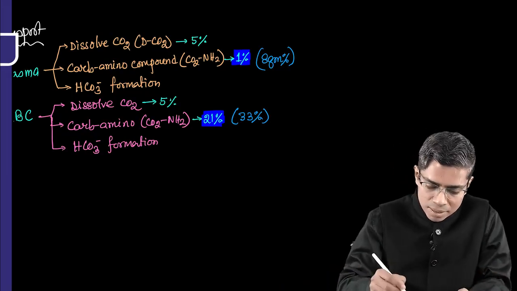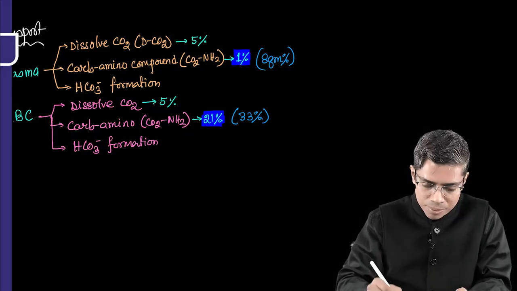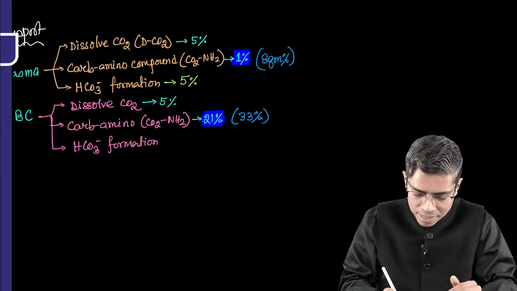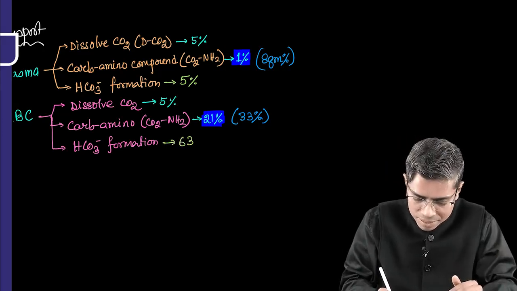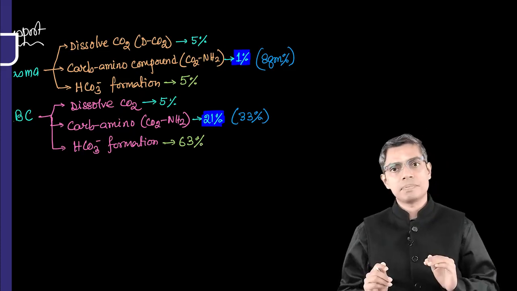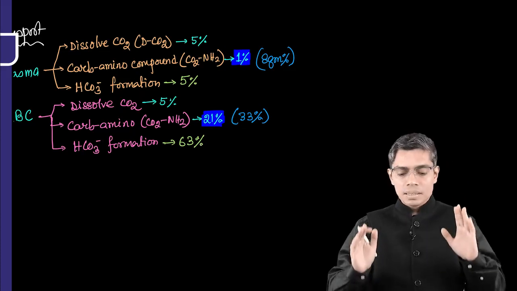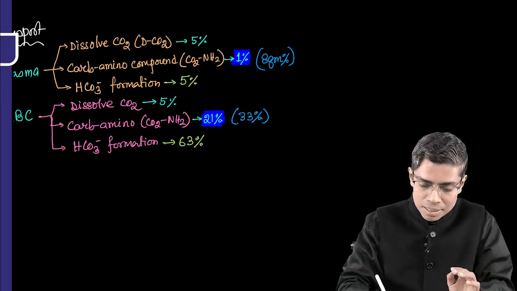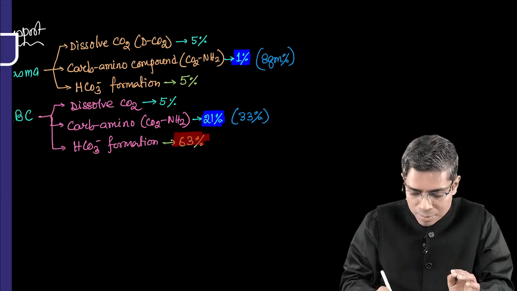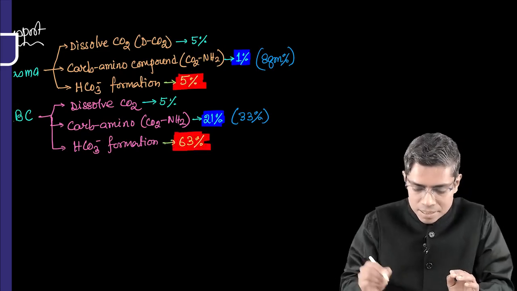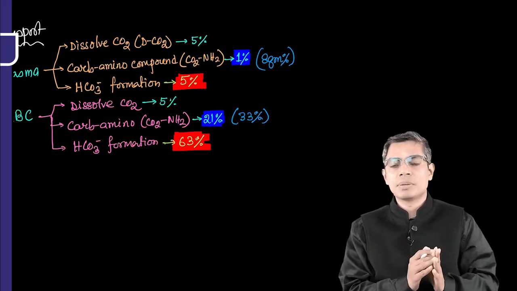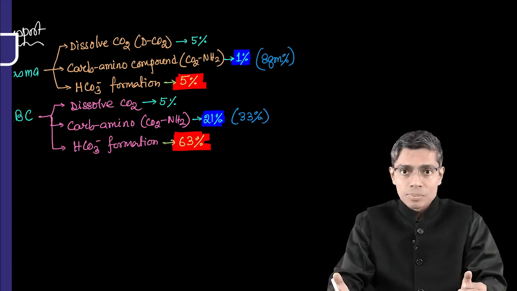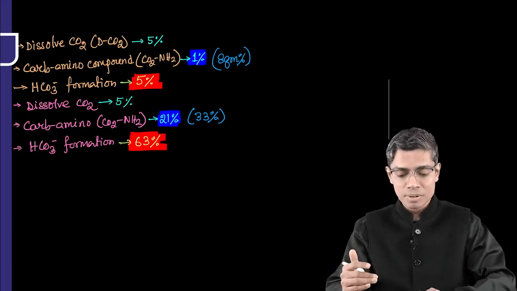Now if you look at the bicarbonate formation percentage, it is 5% at the level of plasma, and it is 63% at the level of RBC. So now I can understand that bicarbonate is a major form, 63% at the level of RBC and 5% at the level of plasma, meaning almost 68 to 70% of carbon dioxide is transported in the bicarbonate form.